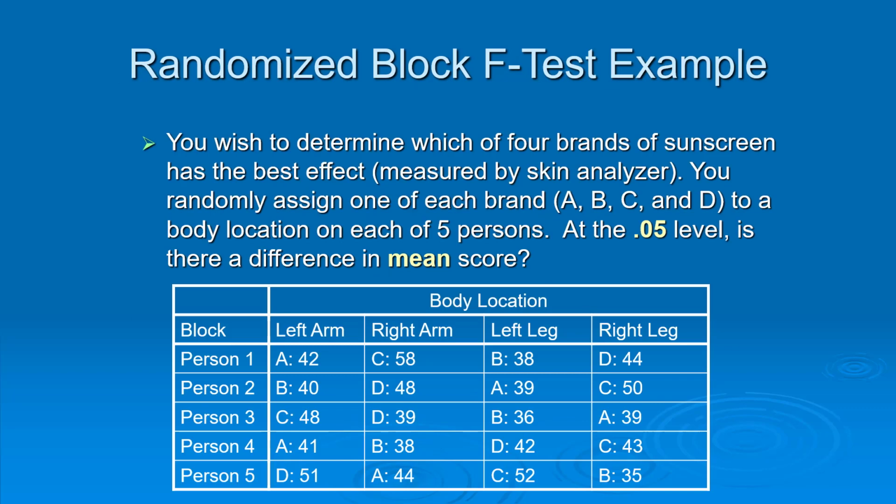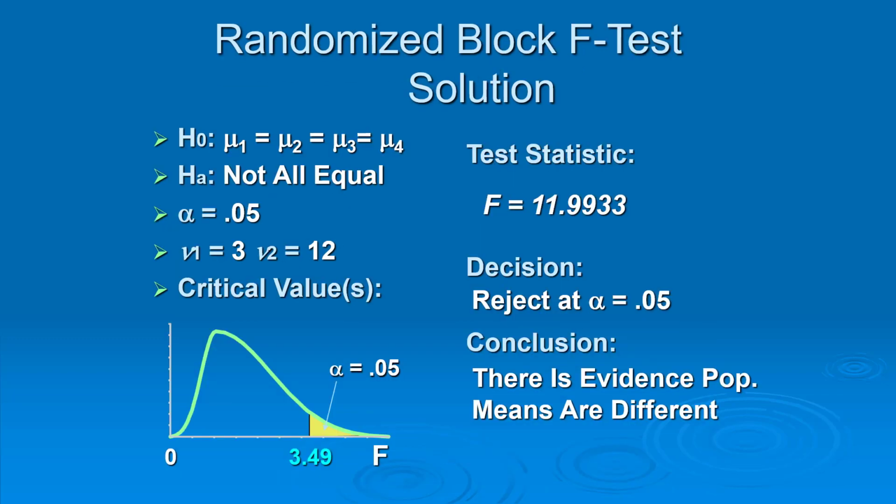Here is an example of randomized block design. Carefully read the description and work on this question. Move on to the next slide for the solution. Please note that the critical F value with alpha equal to 0.05, degrees of freedom equal to 3 and 12, is 3.49. Since the calculated F is larger than the critical F value, we know p must be less than 0.05. Therefore, we reject the null and conclude that there is evidence that the population means are different.